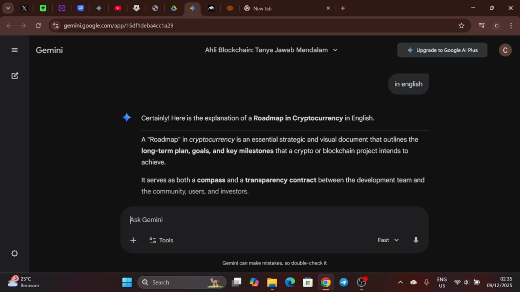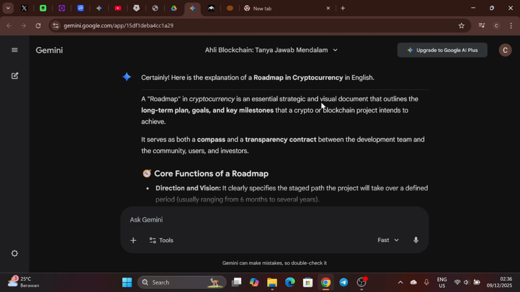Sorry, I'm a little bit coughing today. I have a bit of flu and cough also. So next, here is the explanation of the roadmap.